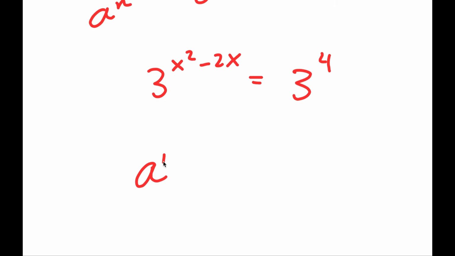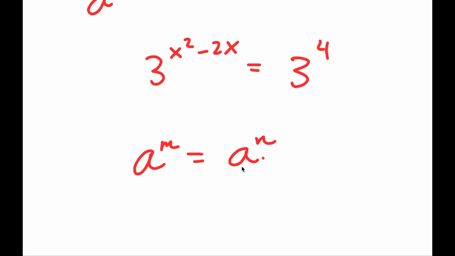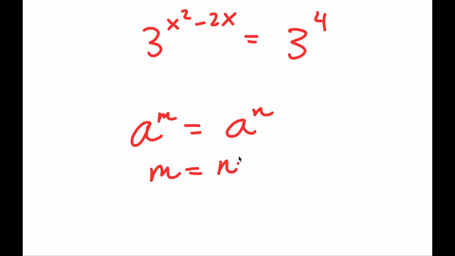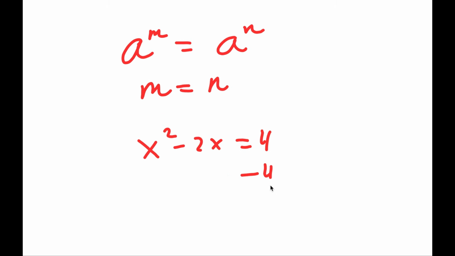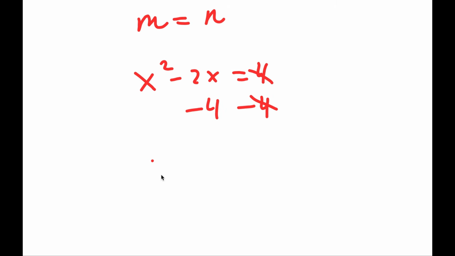Now, if I have something in the form a to the power of m is equal to a to the power of n, this means m is equal to n. So this means x squared minus 2x is equal to 4. Now if I subtract both sides by 4, I get x squared minus 2x minus 4 is equal to 0.